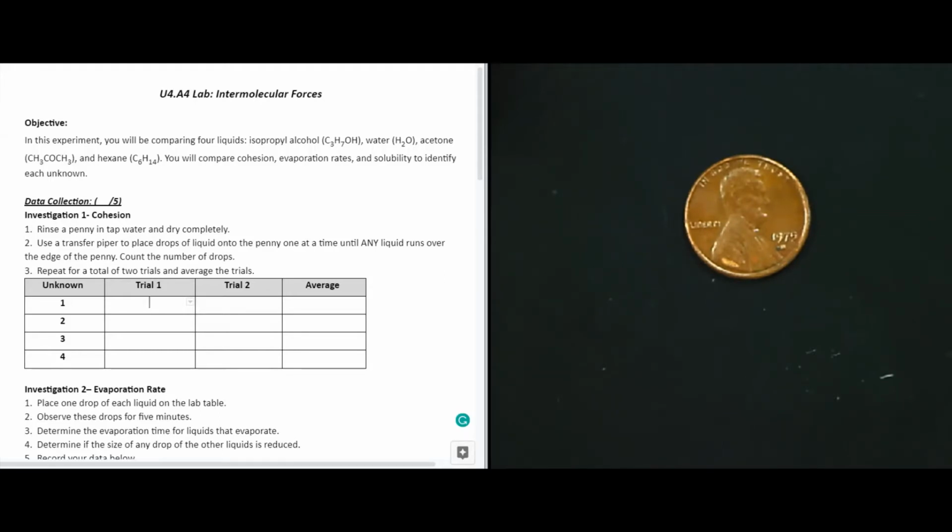So the first investigation is cohesion. We are going to count the number of drops that we can get on this penny before any liquid runs over the edge. So I'm going to start with unknown number 1.